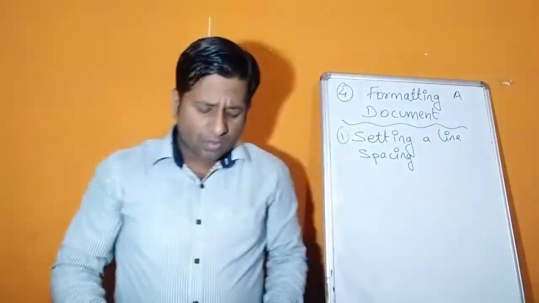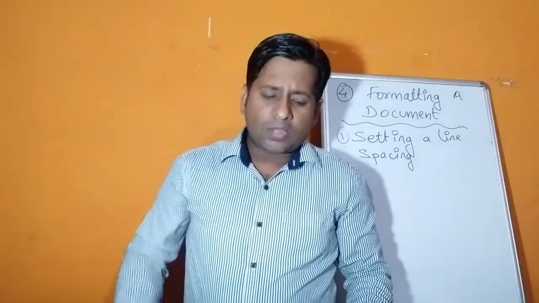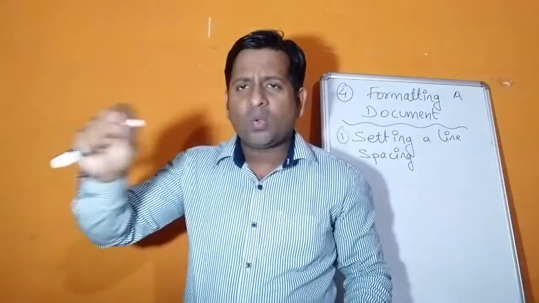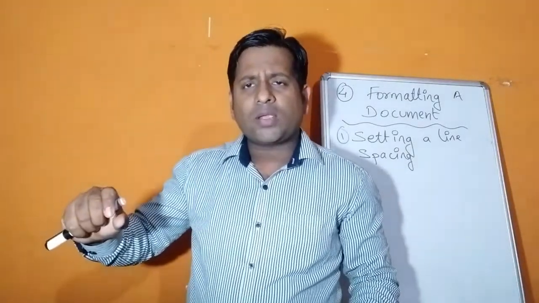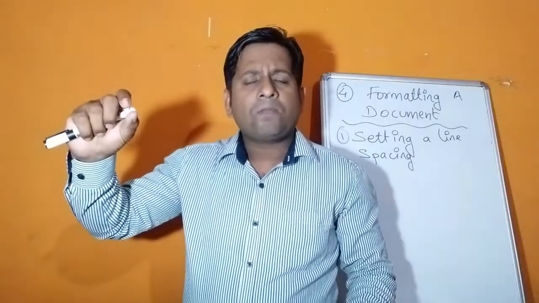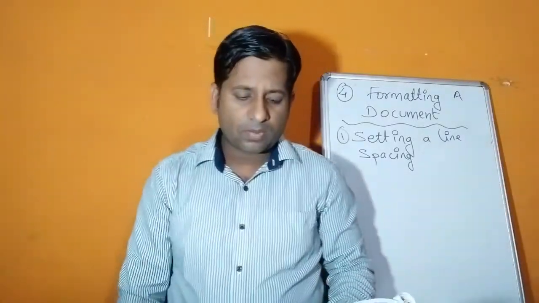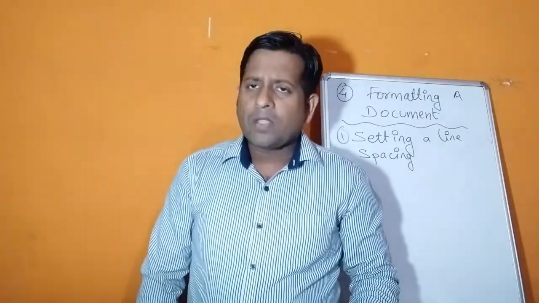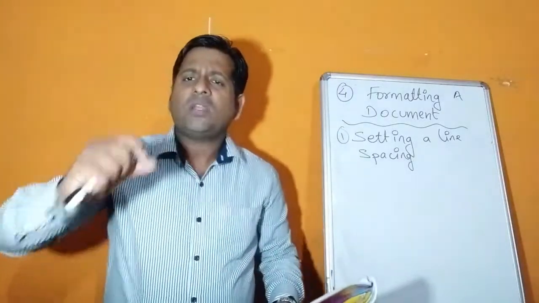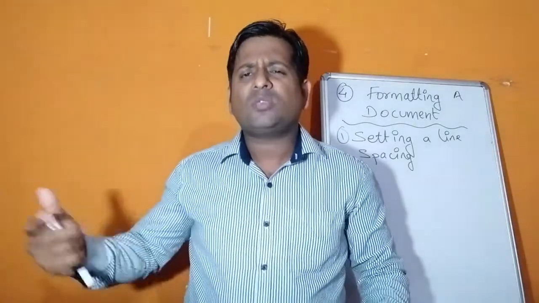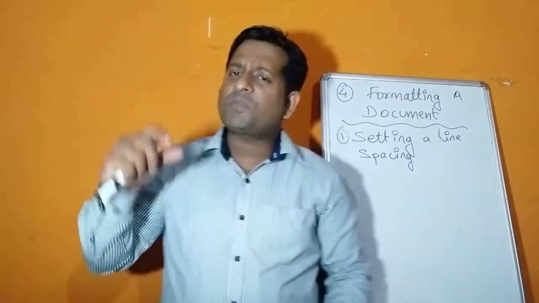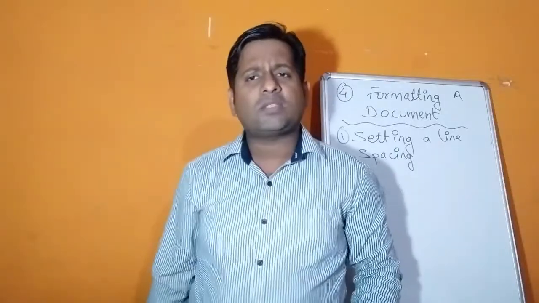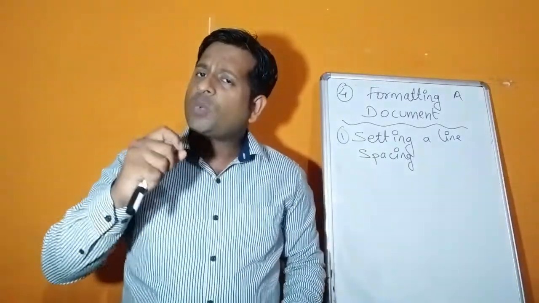See, first of all, line spacing refers to the amount of vertical space between the lines of text. When one line is written, and below it another line, the amount of space between them is the line spacing. We can set the line spacing according to our choice. We can set single line spacing, double, half, multiple lines. So many options are available. We can set how much space you need to provide between two lines.